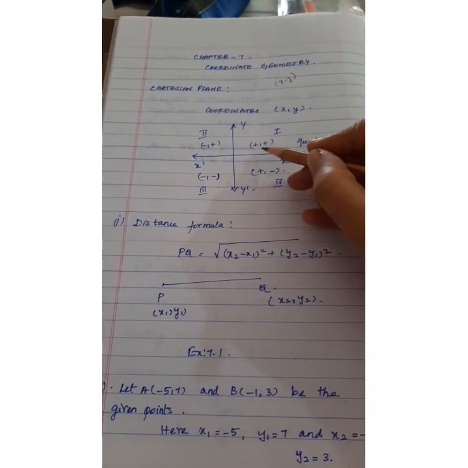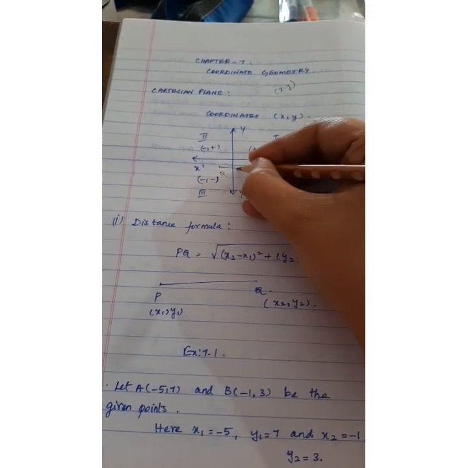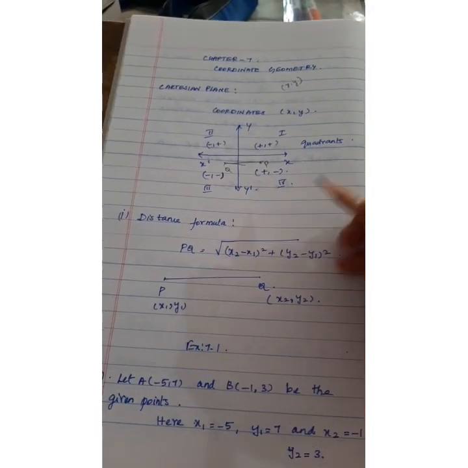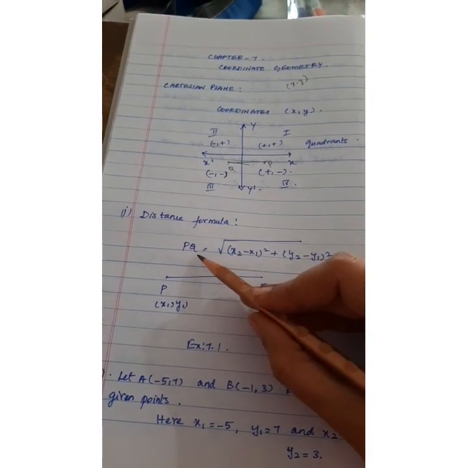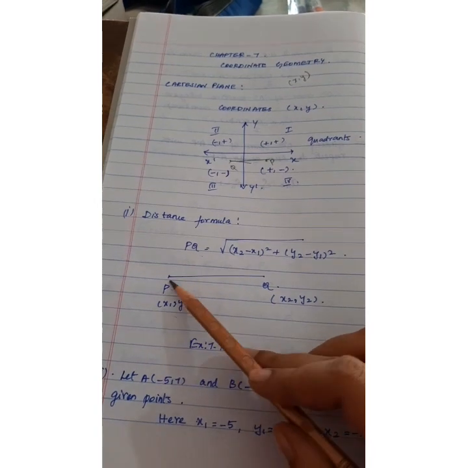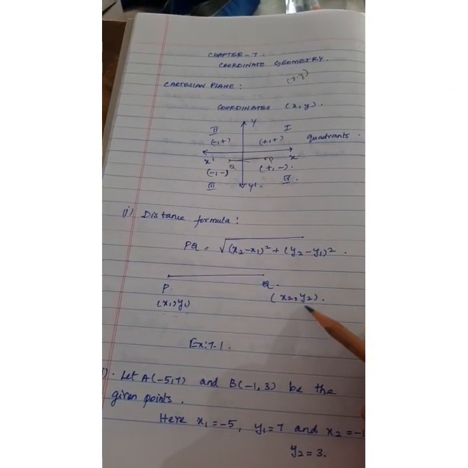For example, if this is your Cartesian plane, point P is here and point Q is here. You are going to find out the distance between P and Q. Consider that the coordinates of P are x1 and y1 and the coordinates of Q are x2 and y2.